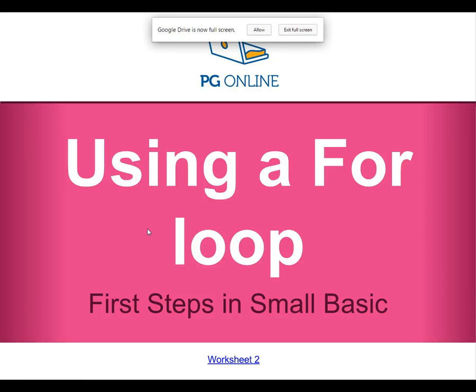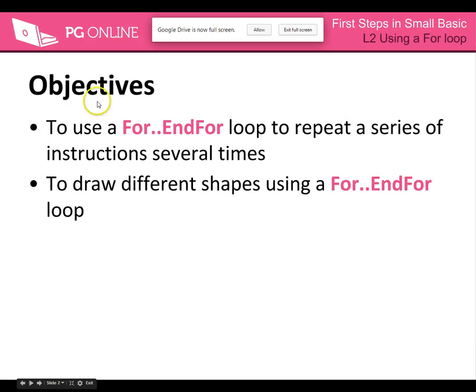Okay, this is the second tutorial for Small Basic. We're going to introduce a new topic called a for loop. A for loop is a way of repeating something a set number of times that we already know how many times we want to carry out. This is called iteration. So our main goals for today: be able to use a for loop to repeat a series of instructions several times, and we're going to use it to draw shapes.